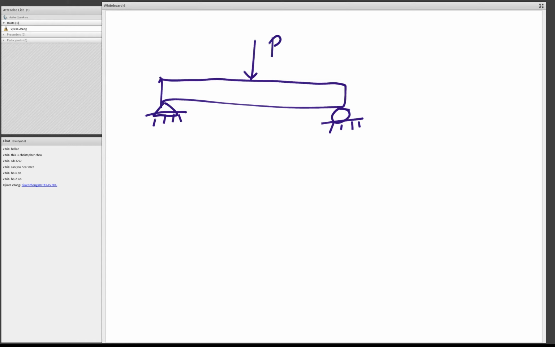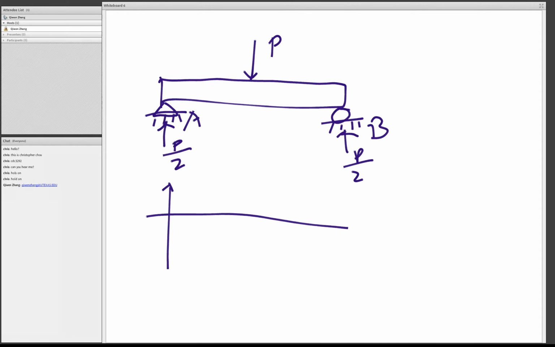So the first thing we need to find is the reaction force on both ends. Let's call this point A and this point B. So we will have a reaction force P over 2 on both sides, right? And then we can draw the shear diagram. It starts at P over 2 going up.